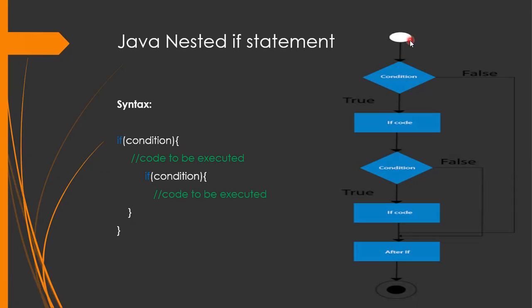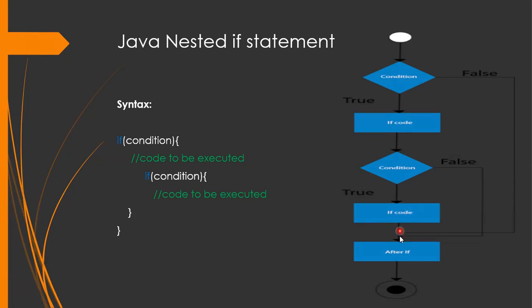our starting point. Again, we have a condition like this. If this condition is true, it will execute this code. Then it will go inside, and you will find one more if. If this condition is true, it will execute this code.